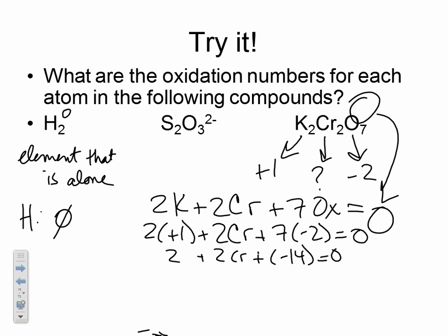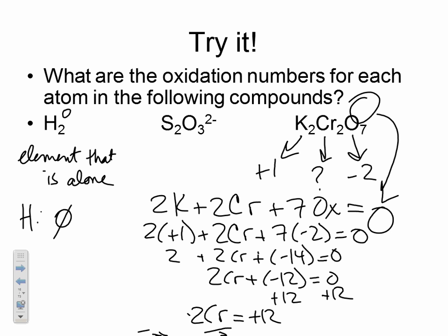I'm just going to combine the 2 and the -14, combine like terms. 2 chromiums plus -12 is equal to 0. Add 12 to both sides, and I get 2 chromiums is equal to +12, but I have to divide by 2 because I just want 1 chromium. And so I get that chromium, let's see, I'm going to put it up here, must be +6. But again, I wanted you to tell me what each oxidation number was. So then you're also going to tell me that potassium is +1 and oxygen is -2.